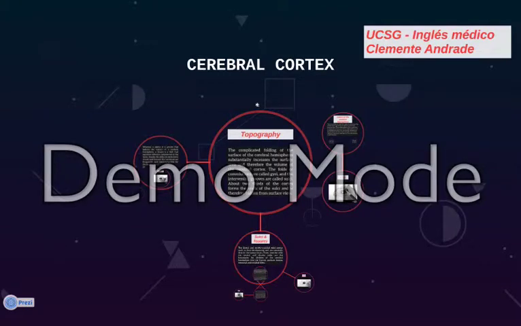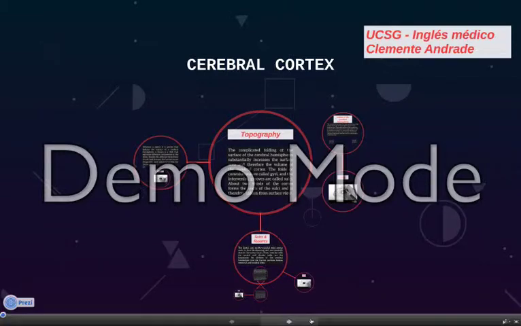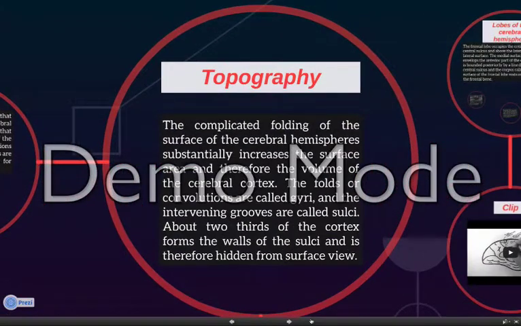Hello everyone, we're going to talk about cerebral cortex topography. The complicated folding of the surface of the cerebral hemispheres substantially increases the surface area and therefore the volume of the cerebral cortex. The folds or convolutions are called gyri and the intervening grooves are called sulci.